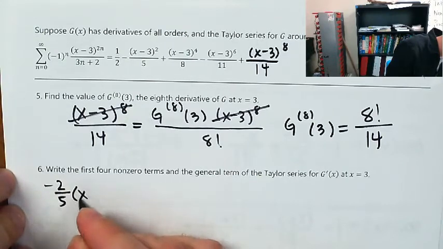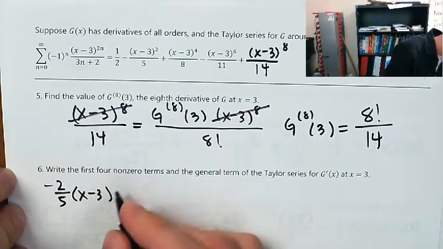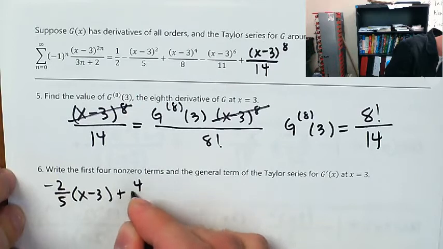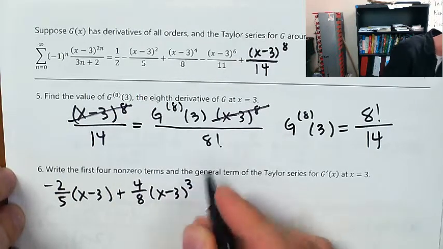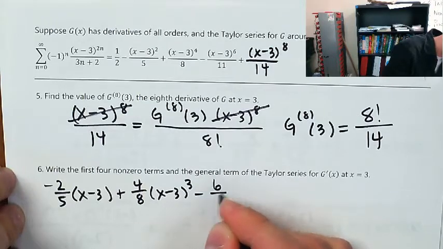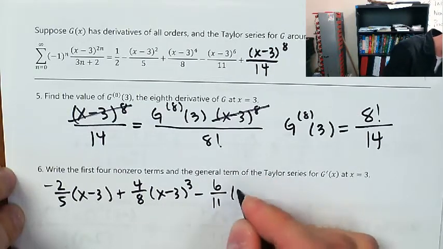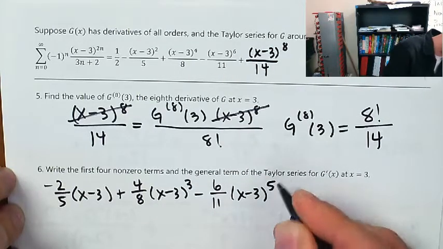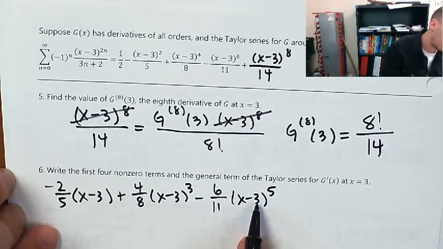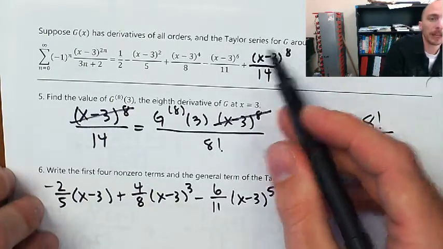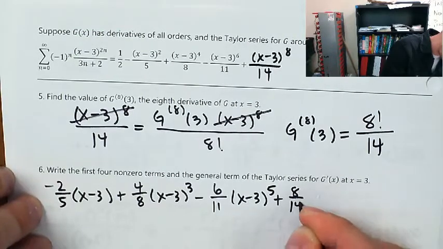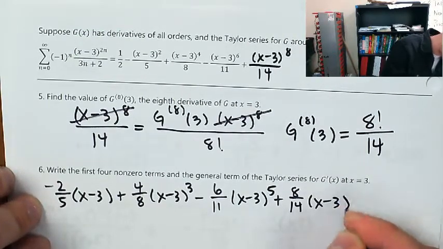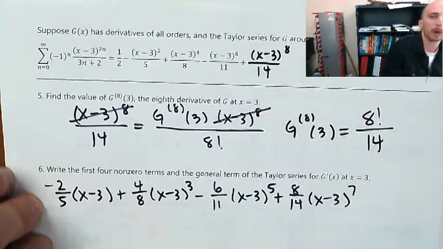x minus 3 to the first plus 4/8 of x minus 3 to the third minus 6 over 11 times x minus 3 to the 5. This is only 3 non-zero terms, so I need that 4th term, 8 over 14 x minus 3 to the 7. Reduce the power by 1.